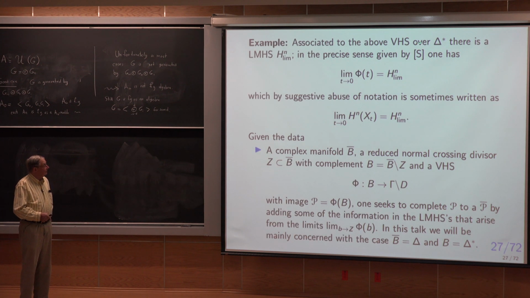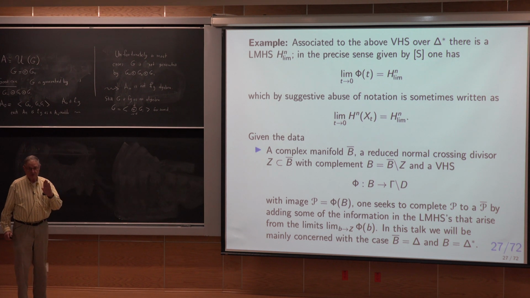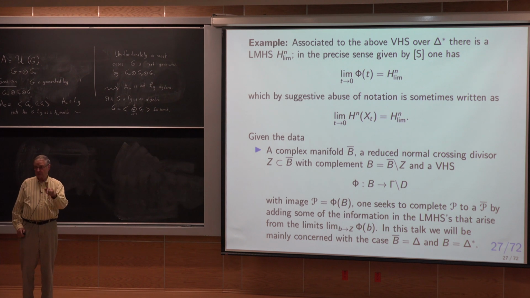Associated to then a family of Hodge structures over the punctured disk, there's a limiting mixed Hodge structure. And the limiting mixed Hodge structure is the thing that was defined before. The weight filtration comes out of monodromy, and the limiting Hodge filtration comes out of analysis, really. This was proved by Schmid.